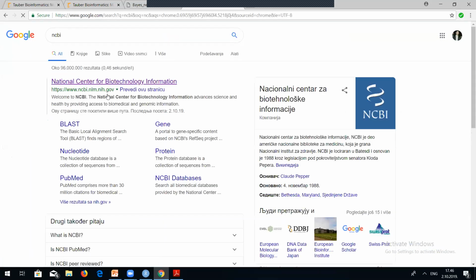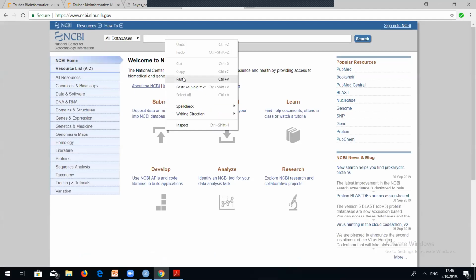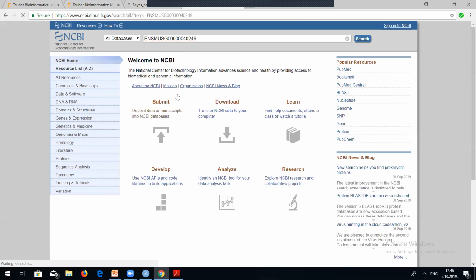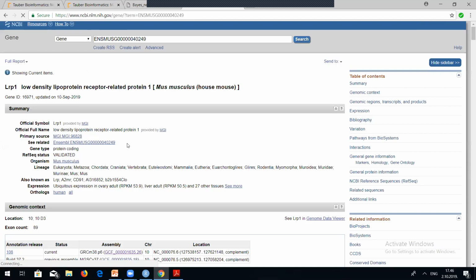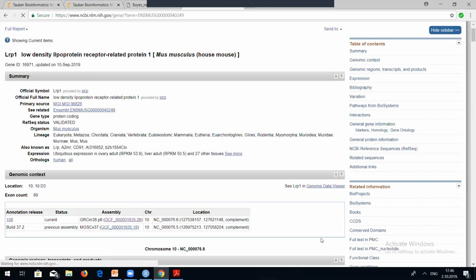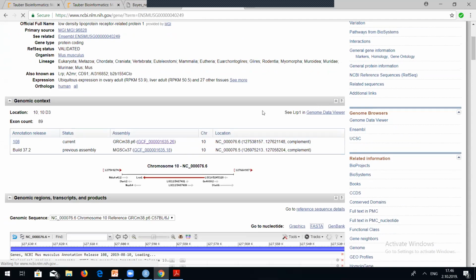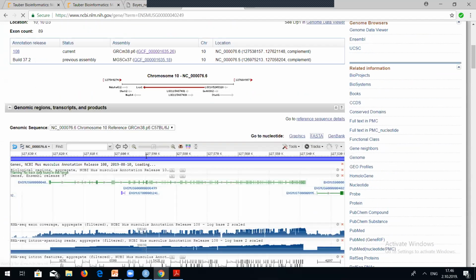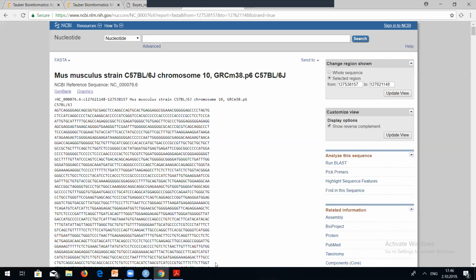So if we go to the NCBI, we could find that gene, and we would be able to find a FASTA sequence for that gene. We just click FASTA here, and it will give us the exact sequence for that gene. So now we have multiple dimensions of analyzing genes.